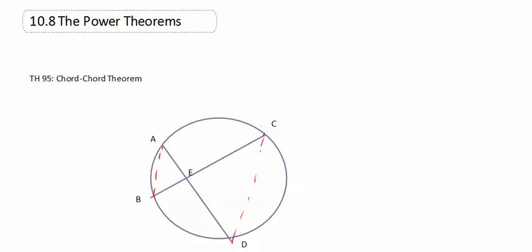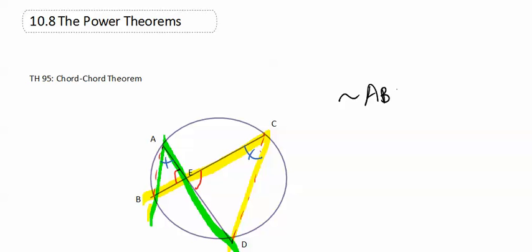Now, since we have vertical angles here and here, and you'll also notice that arc C is the same as arc A, and since they're the same, that means that these angles have to be congruent. Therefore, the 2 triangles, triangle ABE, will be similar to triangle CDE.